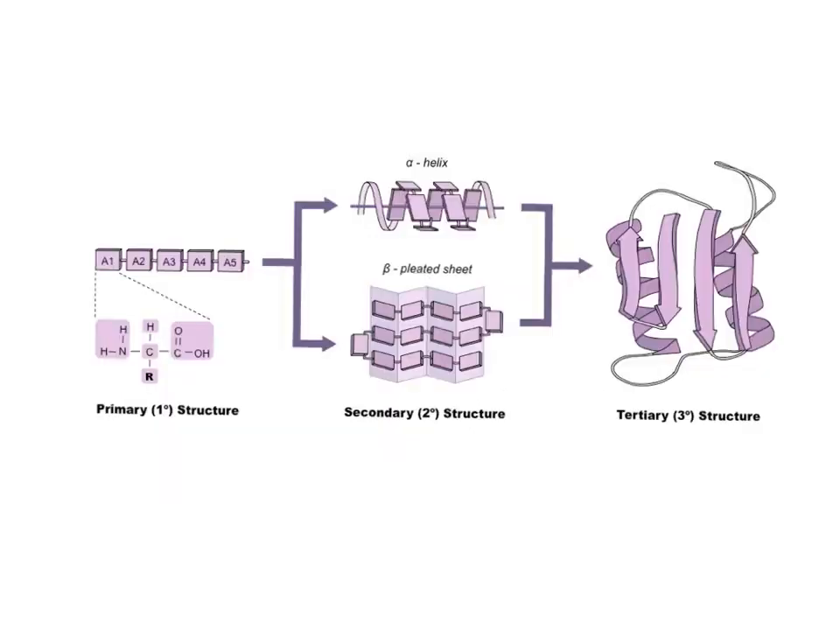So to recap what we've said so far, we've got the primary structure, which is the amino acid sequence. We've got secondary structure, which is alpha helix or beta pleated sheet, depending on where the R groups are that can form the hydrogen bonds. And we've got tertiary structure, which is the folding of that amino acid chain.